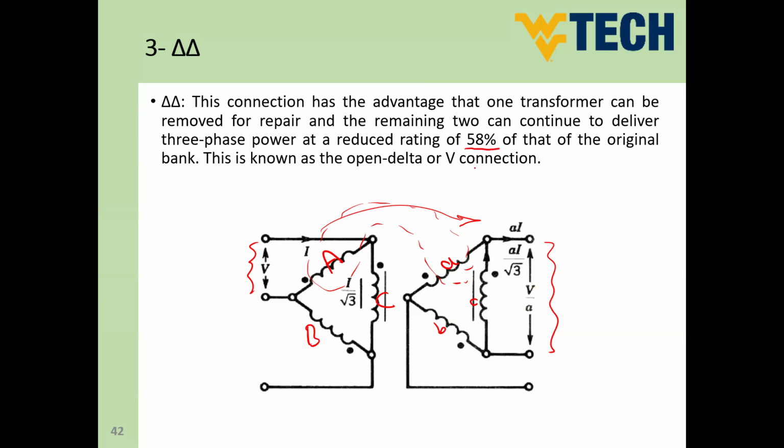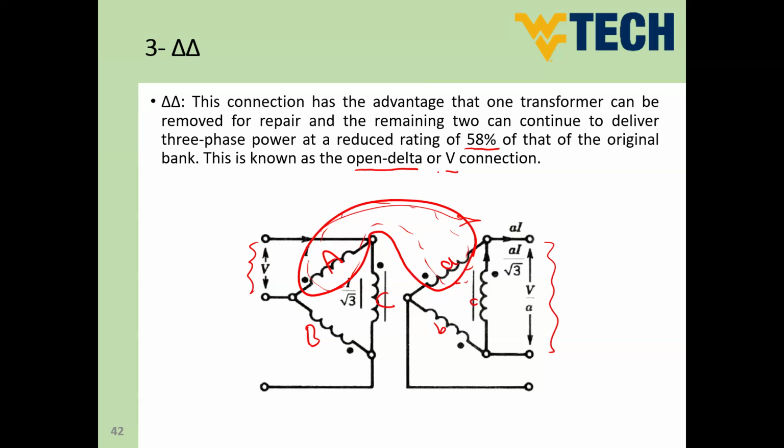If you remove one of the transformers, assuming that transformer A has a problem, we can remove transformer A from the circuit and keep only the other two transformers, and it can work as open delta. So this is a special connection called open delta or V connection. This is one advantage of using a transformer bank compared to a three-phase transformer. What is the advantage again? The advantage is you can disconnect one of the transformers for repair or maintenance.